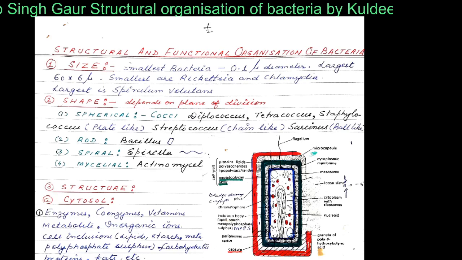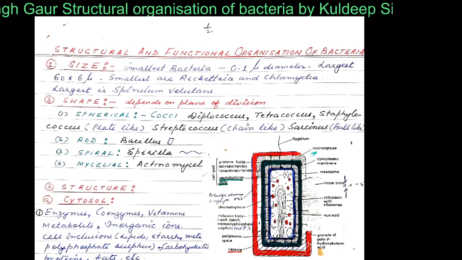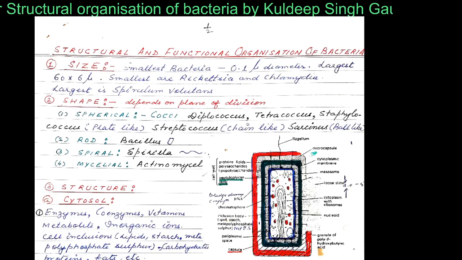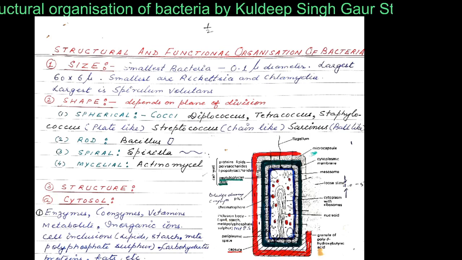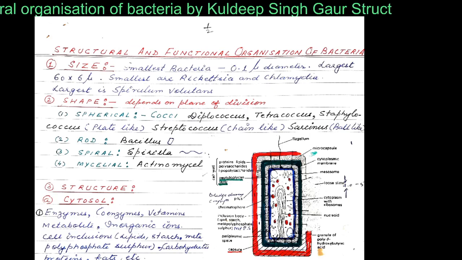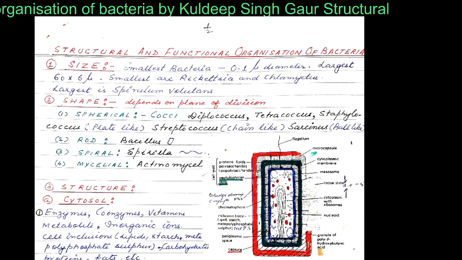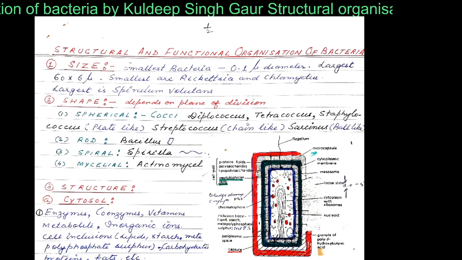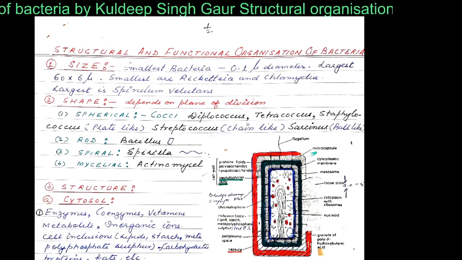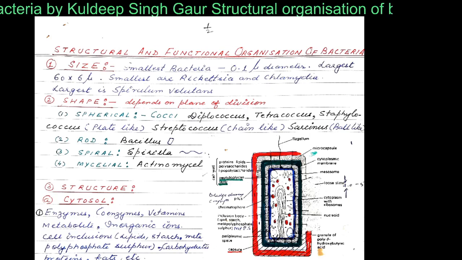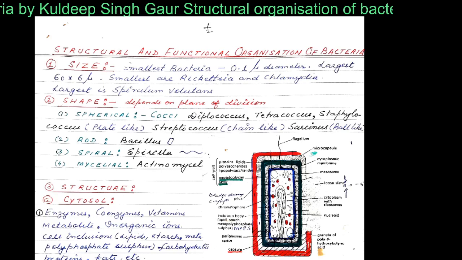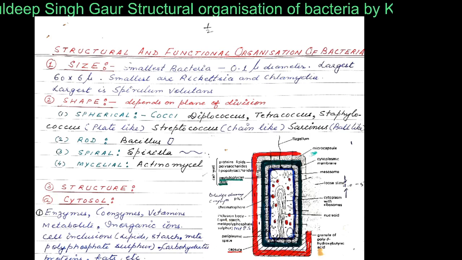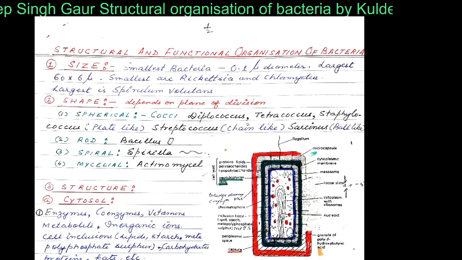The smallest bacteria which we come across are 0.1 micron in diameter, and the largest are about 60 by 6 microns in dimension. The smallest bacteria are Rickettsia and Chlamydia, whereas the largest is Spirillum volutans. The shapes of bacteria depend on the plane of their division, and we have four kinds of shapes in the kingdom of bacteria. The first one is spherical.